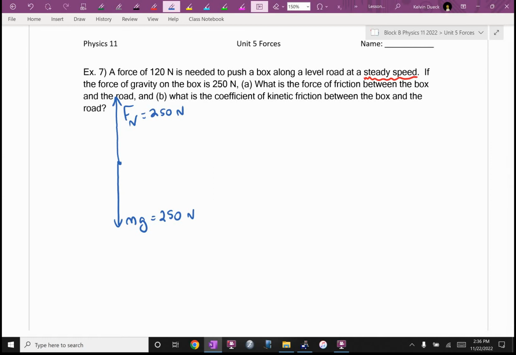What else? Well, there's going to be an applied force forwards. How big is the applied force exactly in newtons? Good. What am I missing? Bigger, smaller, or the same size as F applied? How do you know the same? So draw your arrow the same length.